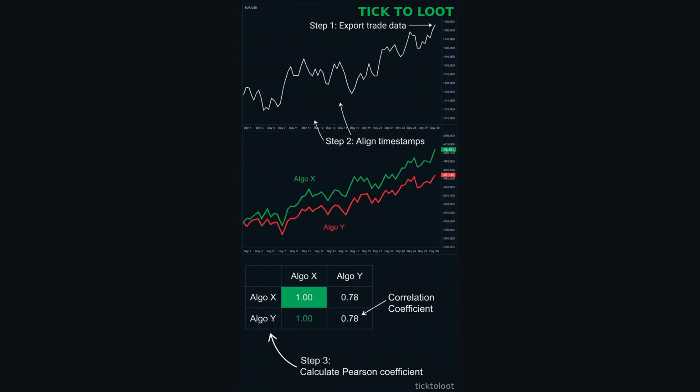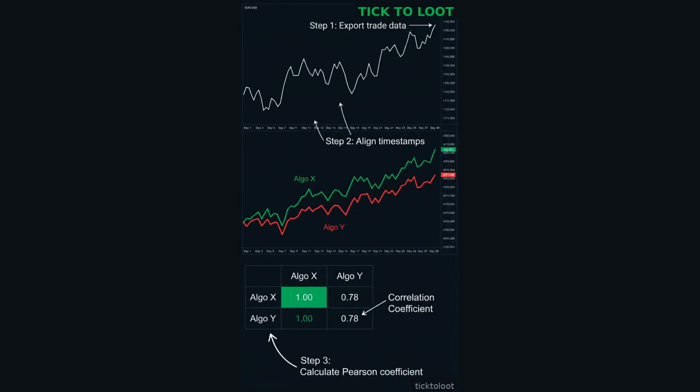If you get 0.78, that tells you the bots have a strong positive relationship. They tend to win and lose at the same time. If the number is -0.45, they often offset each other, which could be useful for hedging. Step 5. Document the result. Write down the coefficient, the date range, and any market conditions that might have influenced it, such as a major news event.